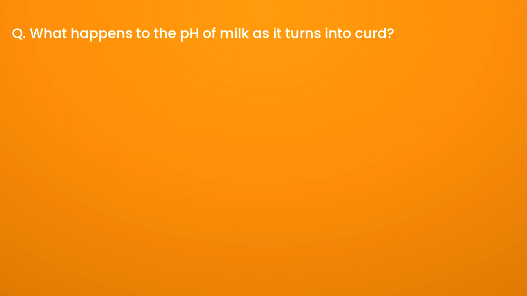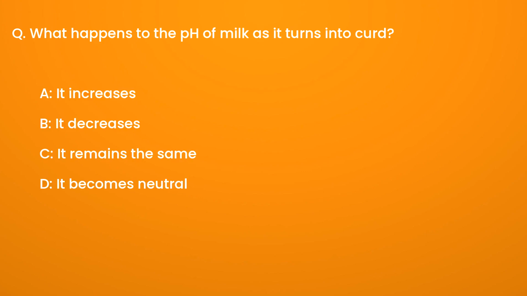Question: what happens to the pH of milk as it turns into curd? Option A, it increases. Option B, it decreases. Option C, it remains the same. Option D, it becomes neutral. You have 5 seconds to answer the question.